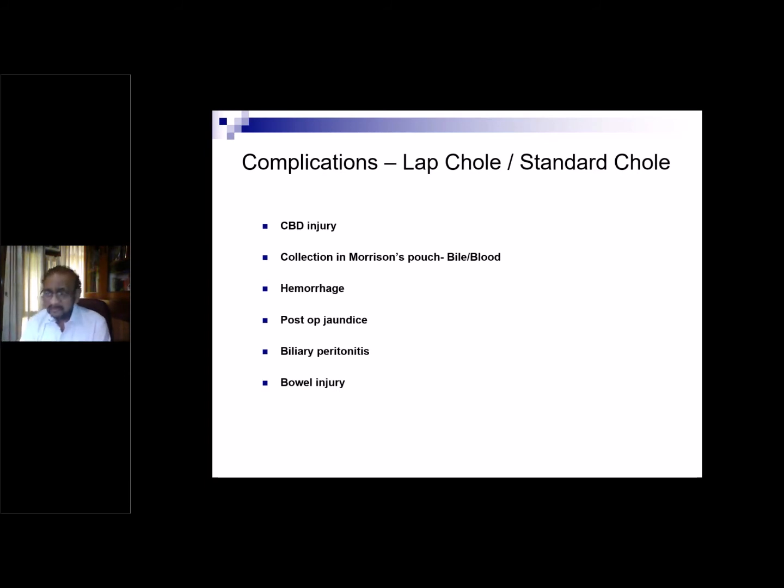Now, what are the complications? This is again a very, very important part. You look at the complications of laparoscopic cholecystectomy or standard cholecystectomy. The first and foremost which comes to mind is CBD injury. You can have a collection in Morrison's pouch, either bile or blood, in the postoperative period.